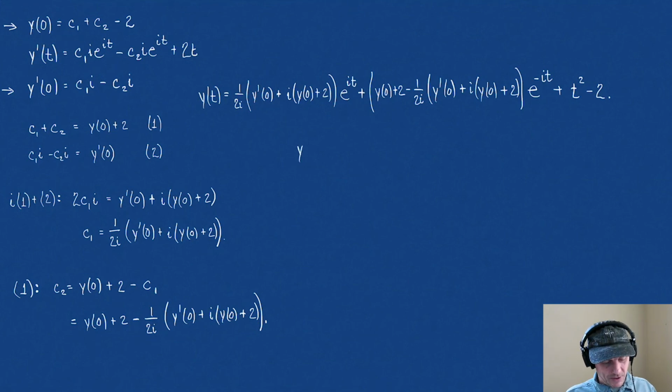In case you forgot what it was, y double prime plus y equals t squared with the initial conditions of y of 0 and y prime of 0.